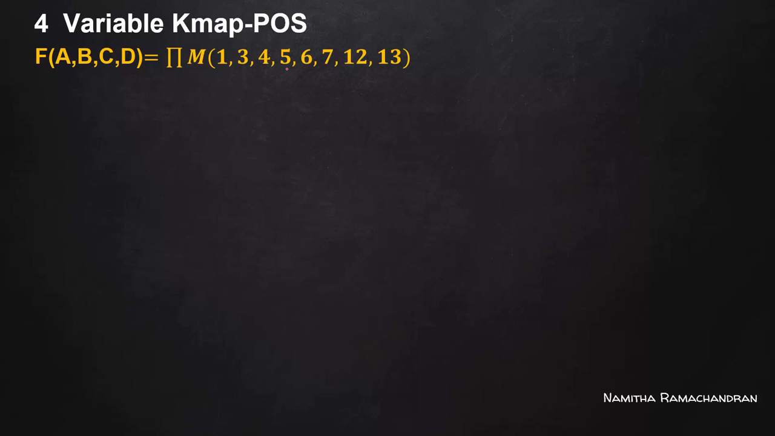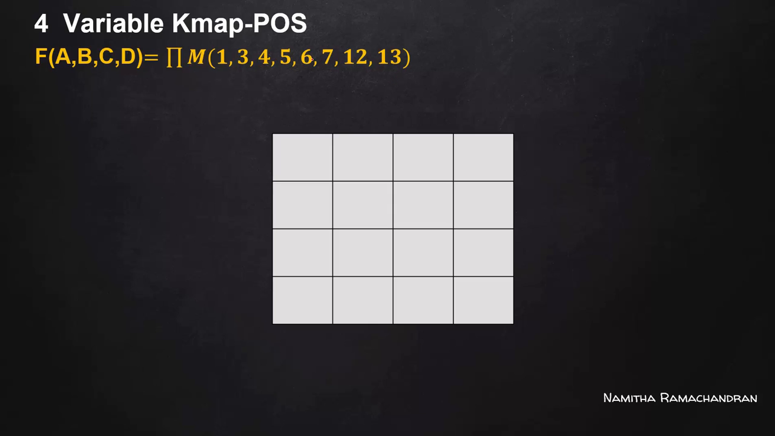The canonical POS form is given with values 1, 3, 4, 5, 6, 7, 12, 13. 13 comes under the range 0 to 15. So for the representation, we need a minimum of 4 variables, 4 bits. That is why we needed a 4 variable Kmap here, and the representation is like this. Now, this is the POS form representation, so we need to concentrate on the output value equal to 0.